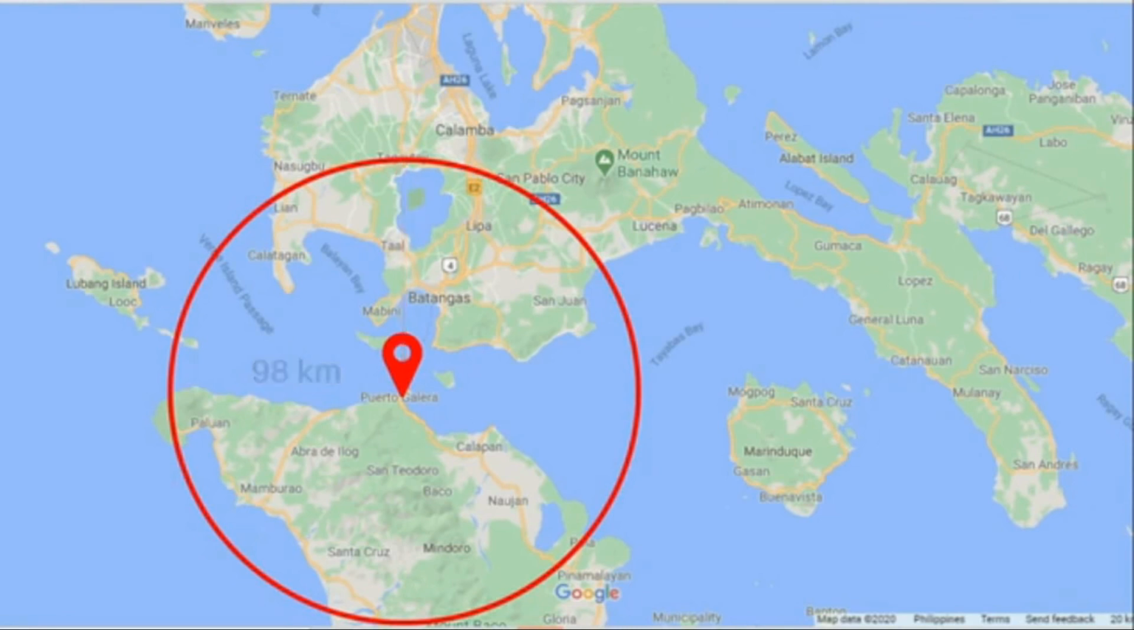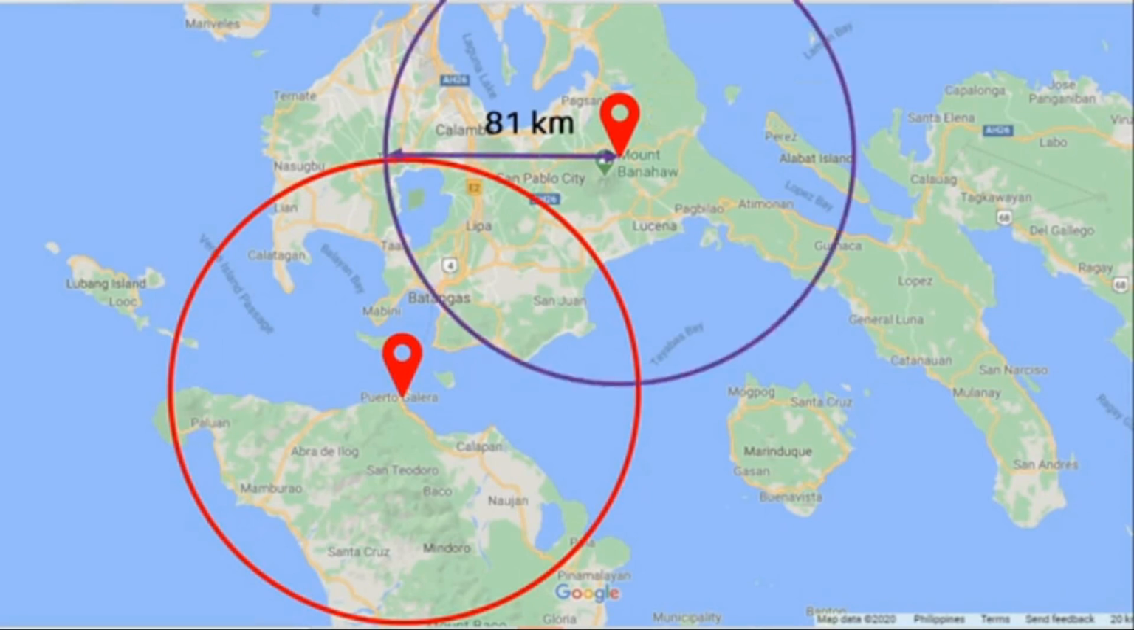Moving on to PHIVOLCS Lucban Seismic Station, which is 81 kilometers from the epicenter. Again, since we are not certain of its direction, we are going to draw a circle with an 81 kilometer radius. Notice that the two circles intersect at 2 points. This will now give us the idea that the epicenter may be found at this point or this point.